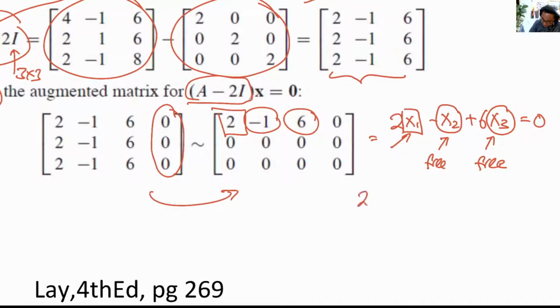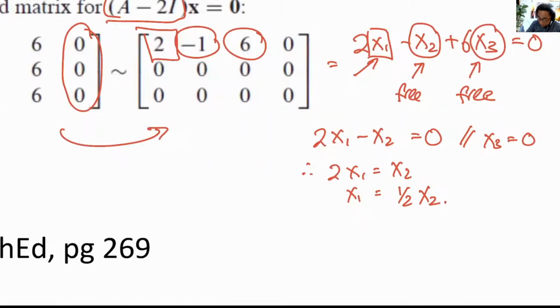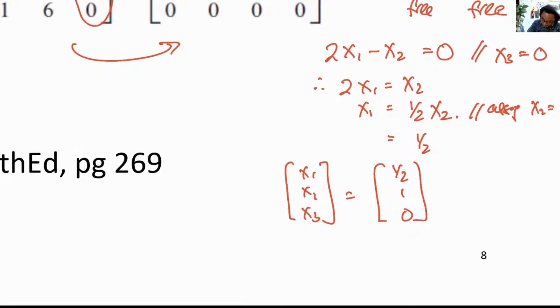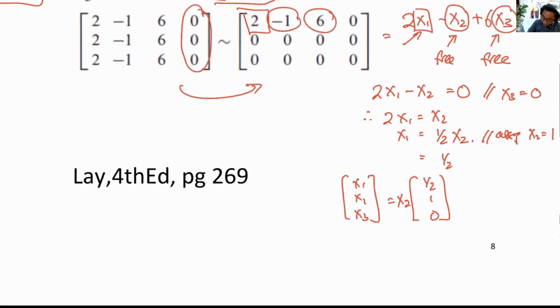Alright, so let's proceed. So we have 2x1 minus x2 equals 0 because we have assigned x3 to be 0 first. Therefore, 2x1 equals x2 and x1 equals half of x2. So we now assign x2 to be 1 because it's free, and therefore x1 will be half. So we now have a solution. x1, x2, x3 will be equal to half, then x2 will be 1 and x3 will be 0. And in fact, we multiply by x2 because x2 can still be any value.